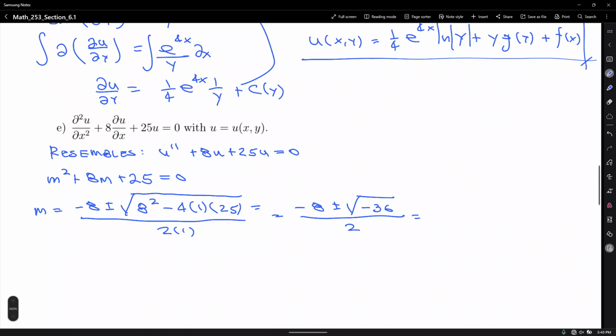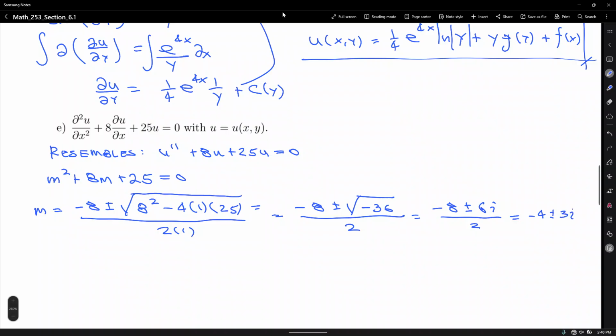Over 2. Square root of -36. That's -8. What is that equal to? Plus or minus 6i, right? This is one of the imaginary ones. Over 2, which reduces to -4 plus or minus 3i.